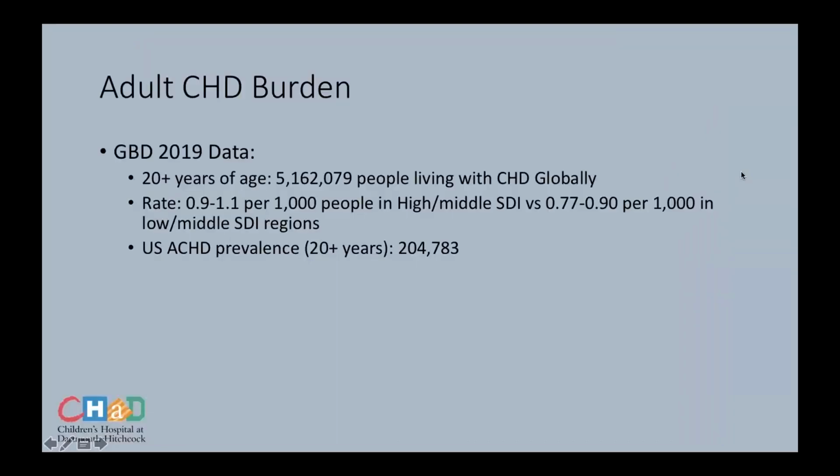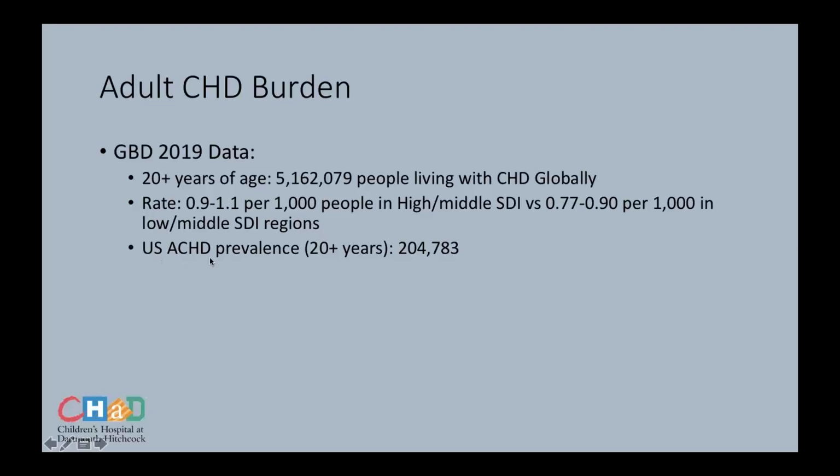So if you compare this to the GBD data, and many of you may have seen this already, the 20 plus years of age group that I can pull from the GBD site right now actually really only quotes about 5 million people living with CHD globally. And the rates are much lower than what I just quoted in those papers. So the rates of adult congenital heart disease worldwide using GBD data is quoted to be about 0.9 to 1 per thousand. And that's in the high middle SDI regions, and it's even lower in the low SDI regions, about 0.7 to 0.9. So there's a big difference in terms of the estimated rates here compared to the studies that we usually refer to.